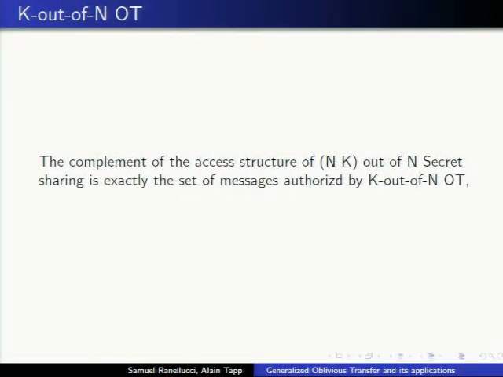Okay, so we showed how we can do GOT. So what are the applications of generalized oblivious transfer? First of all, K out of N OT becomes very easy to do, because the complement of the access structure associated to N minus K out of N secret sharing is exactly the set of messages authorized by a K out of N OT. So you execute GOT and you can do any K out of N OT.